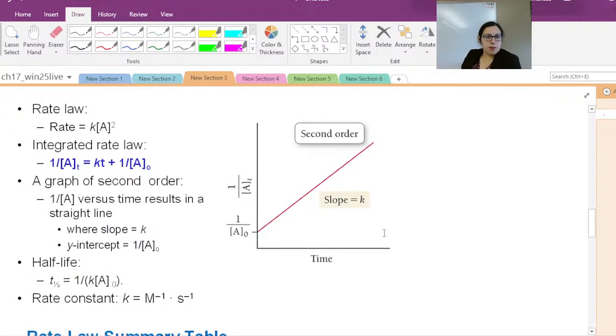And then second order, so now we have 1 over A at any point in time equal to, notice, positive KT plus 1 over our initial starting conditions. So now our intercept is 1 over our starting conditions, slope is positive K, and again we're graphing 1 over A.